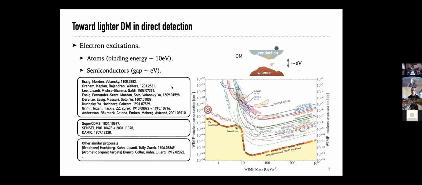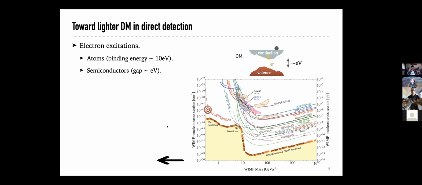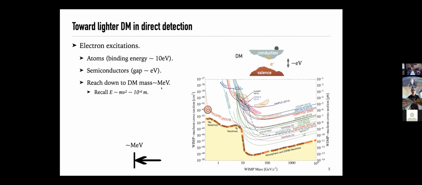This set of ideas has been extensively studied in the past 10 years or so, including by myself. And there are already experiments that are ongoing, SuperCDMS and SENSEI, that utilize this idea. So with sensitivity to order electron volts energy deposition, we can reach down to dark matter masses of order MeV. Remember that the kinetic energy is about 6 orders of magnitude below the dark matter mass.